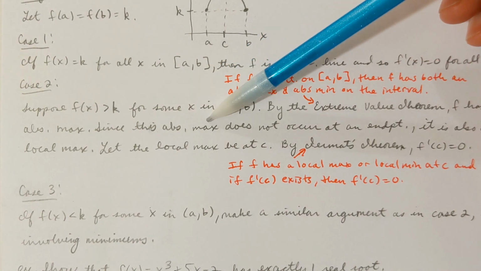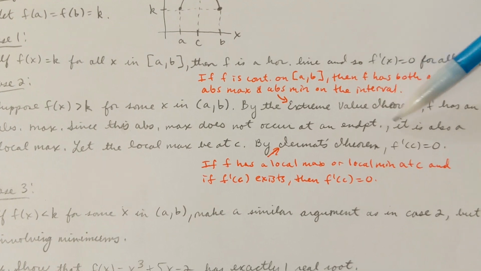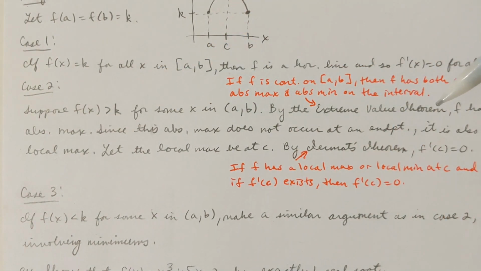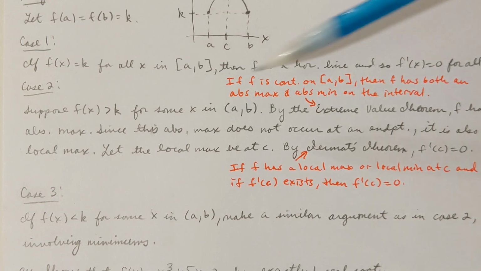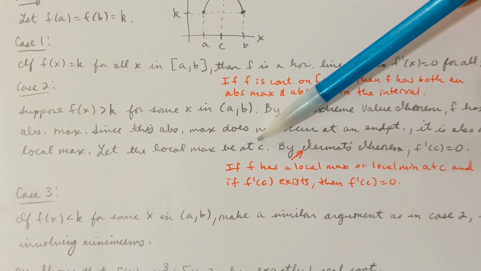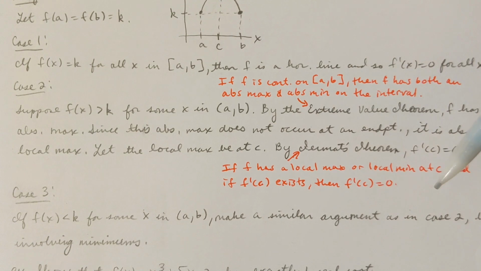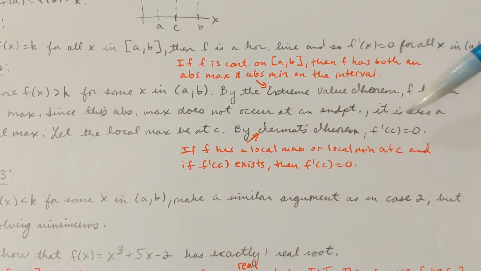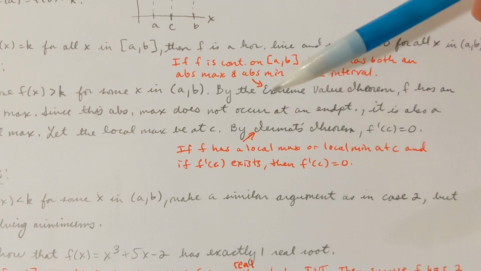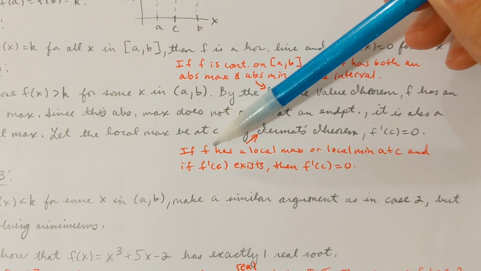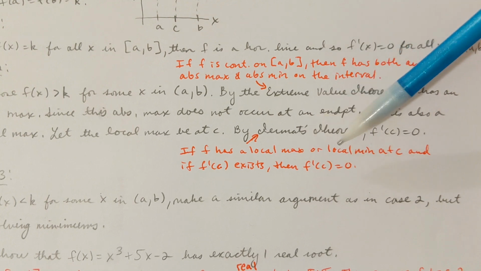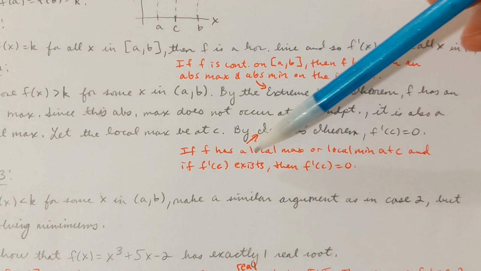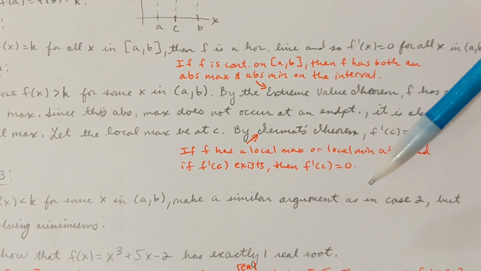Since this absolute max does not occur at an endpoint, it is also a local max, right? Local extrema cannot occur at endpoints. Let's let the local max be at the number c. By Fermat's theorem, f'(c) is equal to 0. So what did Fermat's theorem say again? It said that if f has a local max or a local min at c, and f'(c) exists, then f'(c) is 0.